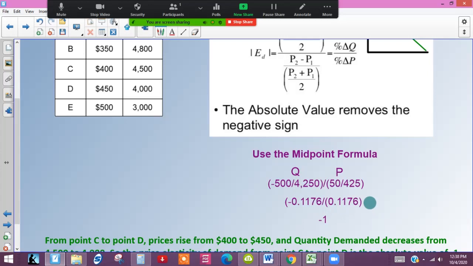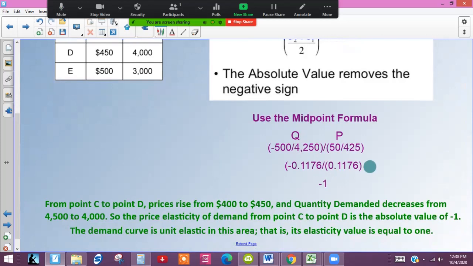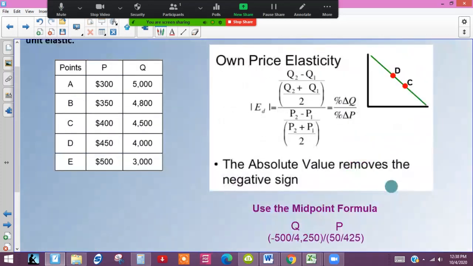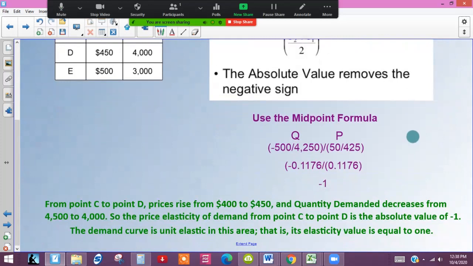So we have a price elasticity of -1. The absolute value, of course, of -1 is 1. So we determine from that that on this portion of the demand curve, when we're going from C to D, the price elasticity of demand is unit elastic, okay? If it was over 1, it would be elastic. If it was under 1, it would be inelastic, okay?